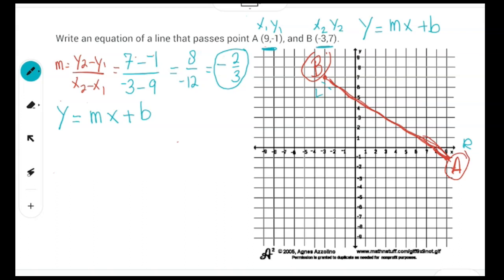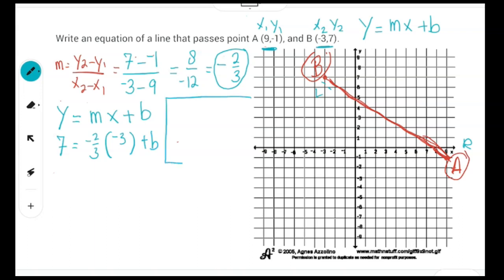I would like to use B in this case. You can use A also, and you will get the same result. We did it already earlier today. So for B, y is 7, and m is what we already got, -2/3, multiplied by the x, which is -3, plus b, the one that we're trying to find.